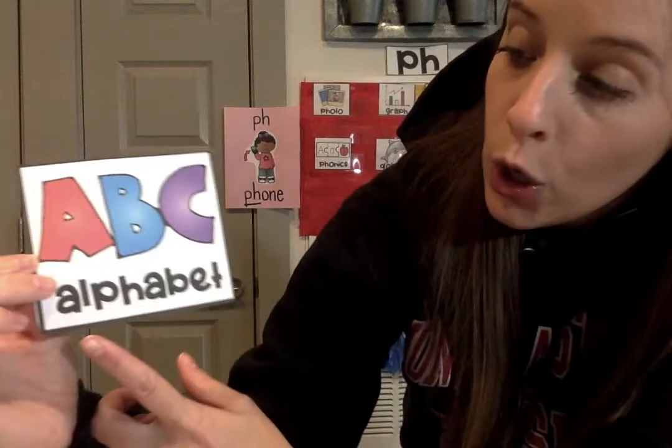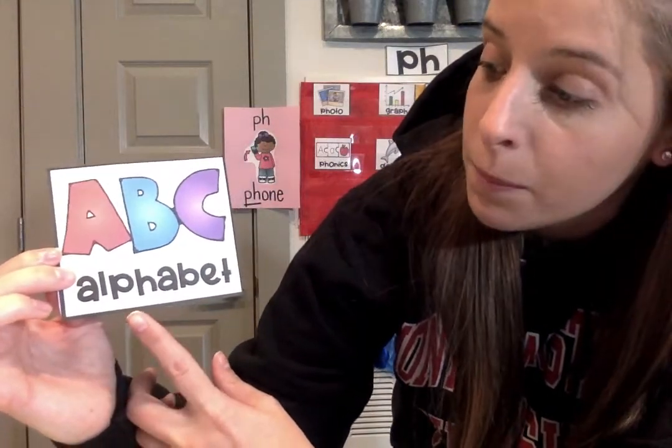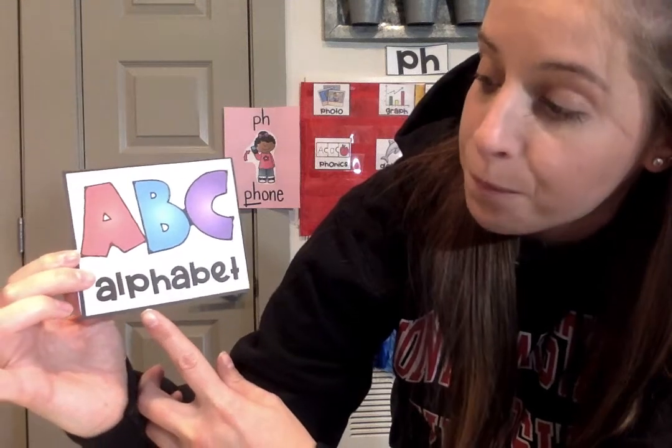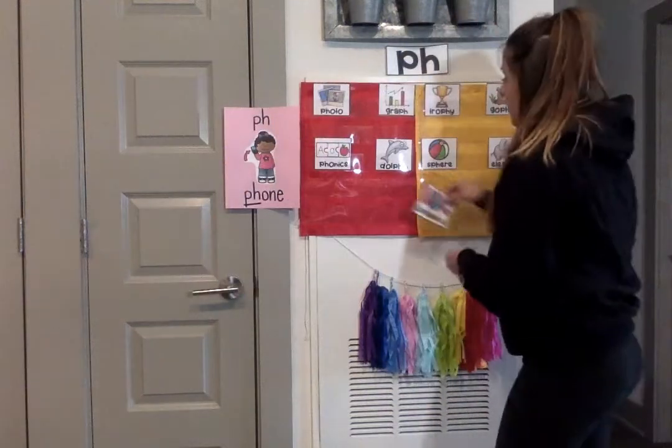Next one. You learned these back in kindergarten, and that's your alphabet. Alphabet has that PH. We know that short A says a, L says ul, PH says f, short A says a, B says b, short E says eh, and T says t. Blend that together. Alphabet. Alphabet.